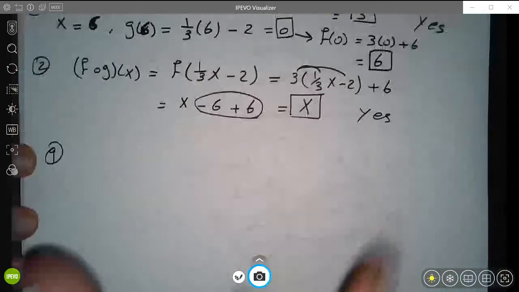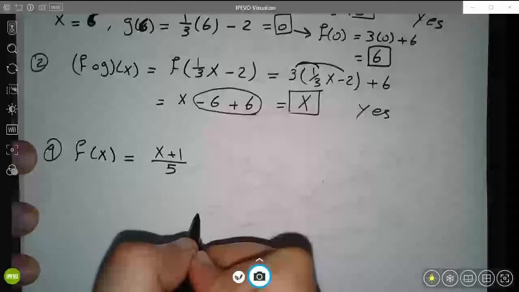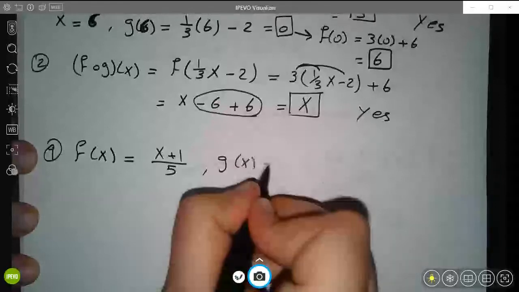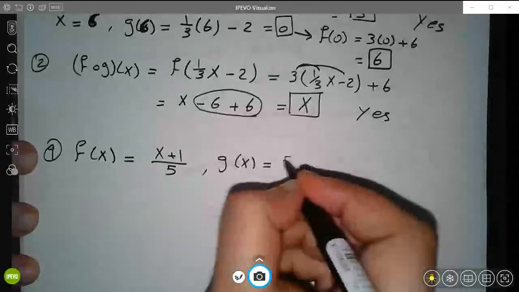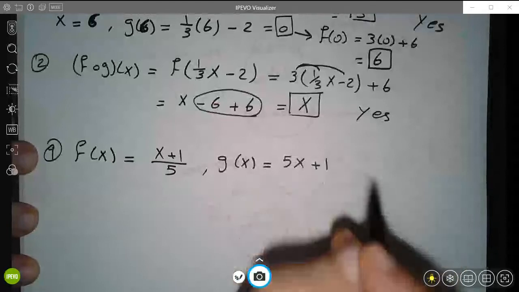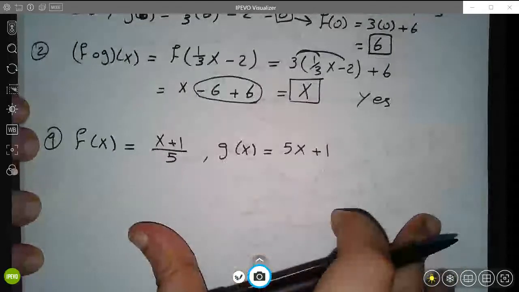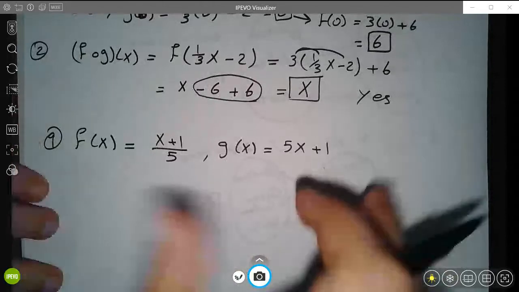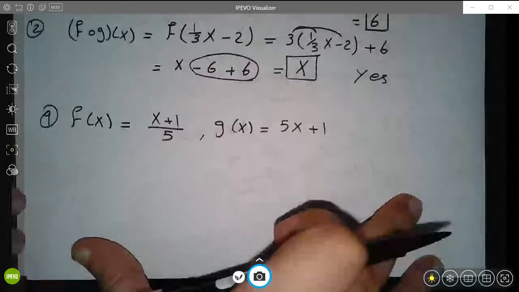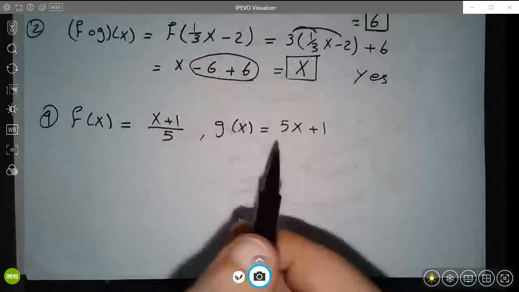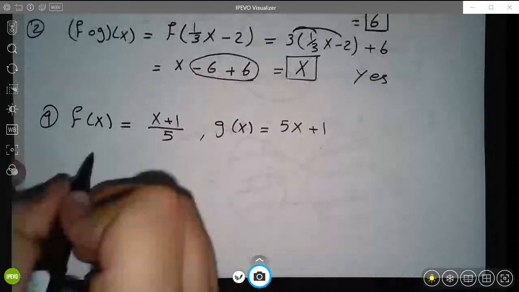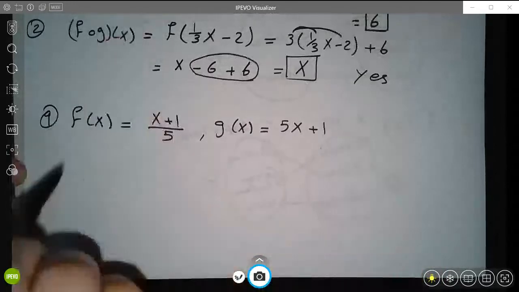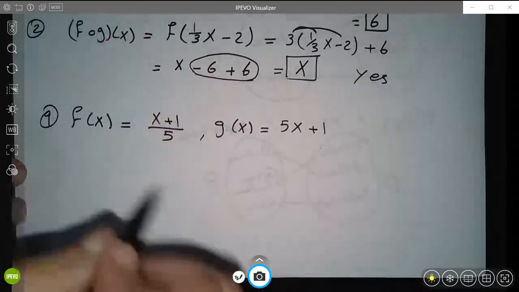We have f of x equals x plus 1 over 5, and g of x is 5x plus 1. Now let's see. We have 2 methods. I'm going to do both, but again, you only need to do one of them. One of them is enough. I'm going to start with the second one this time. I'm going to plug one into the other and see what happens.